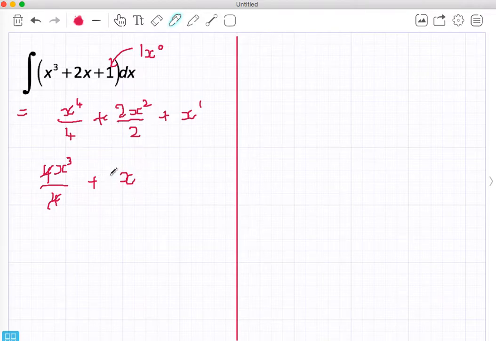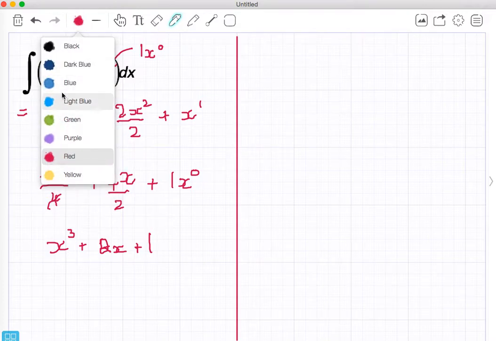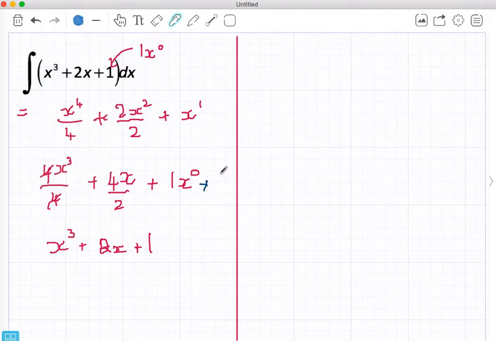I'm going to do 2 times 2, which gives me 4, divided by the 2 gives me 2x. And 1 comes to the front, and 0. So this looks fine. This is going to be x cubed plus 2x plus 1. It's right back at the beginning. But what happens if we were to take this and add something on at the end? Like plus 3. Now when we differentiate that, that 3 will just disappear.